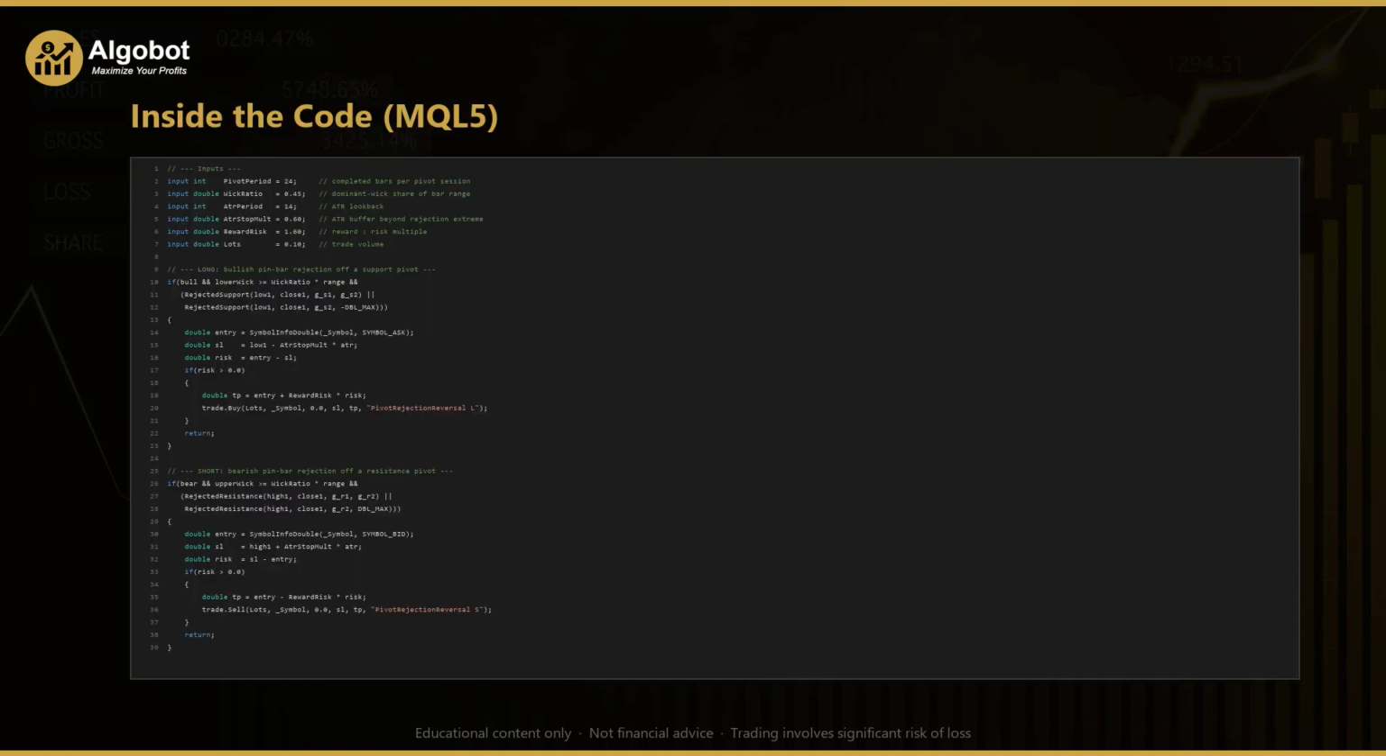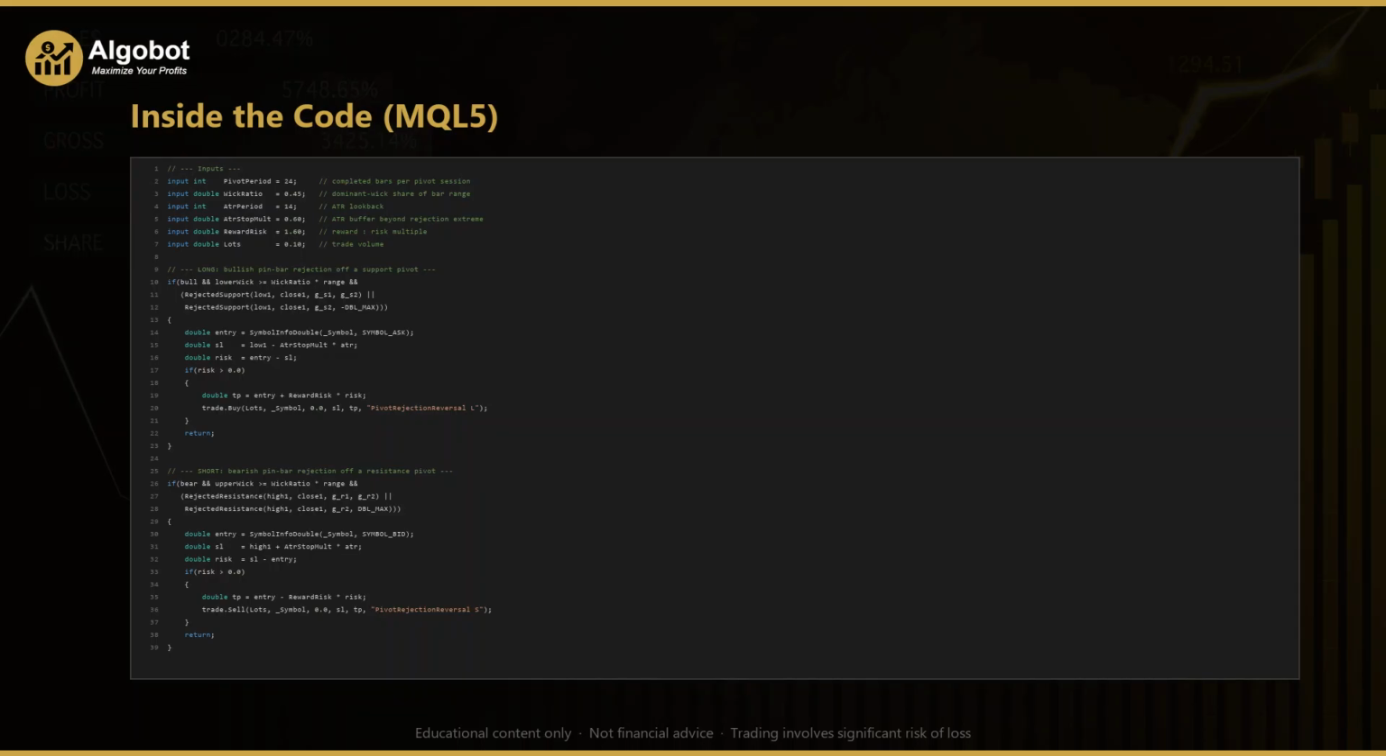Let's look at the actual MQL5 code that runs inside MetaTrader 5. At the top are the inputs, the dials you can adjust in the strategy tester. Pivot period is set to 24 bars per session. Wick ratio is 0.45, the share of the bar the dominant wick must fill. ATR period is 14, reward risk is 1.6, and lots controls the trade size.